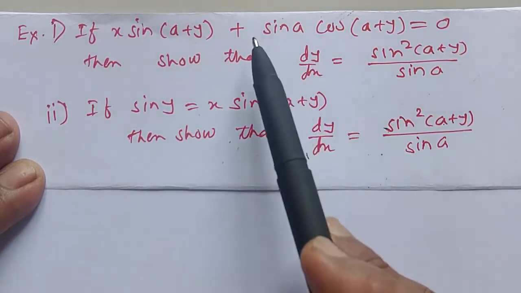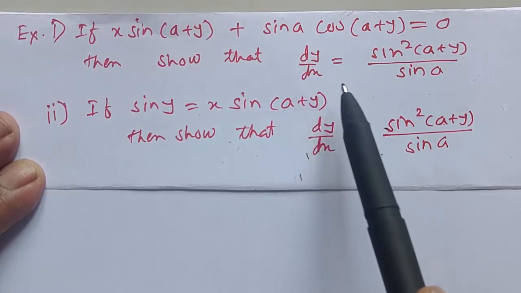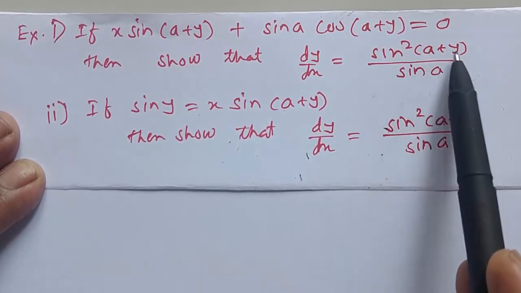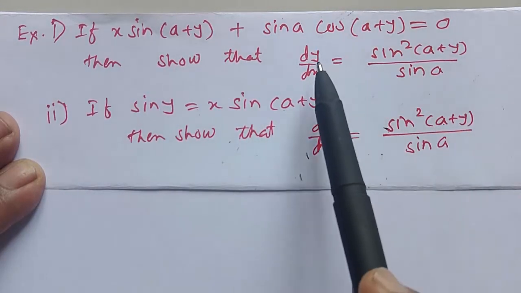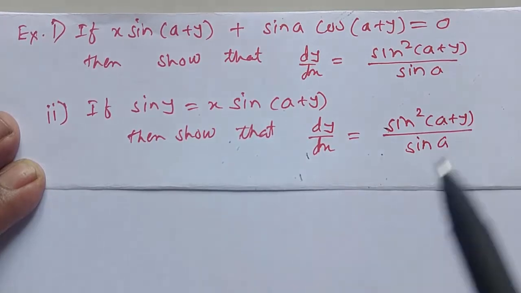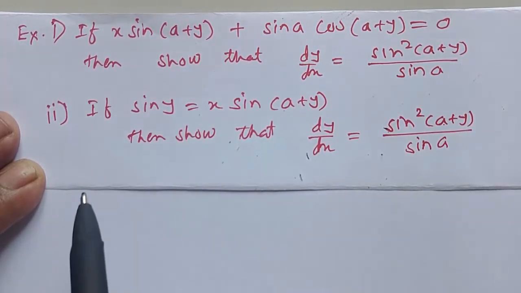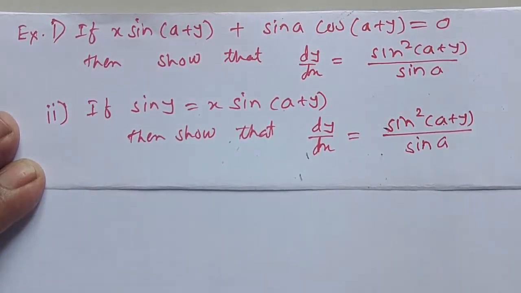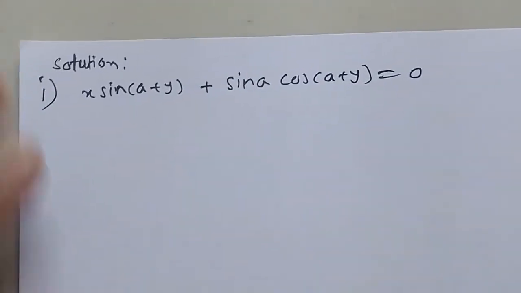We have to show both examples, that dy/dx is equal to sin²(a + y) upon sin a. These are tricky examples. You should know how to solve them. We shall solve example number 1 first.